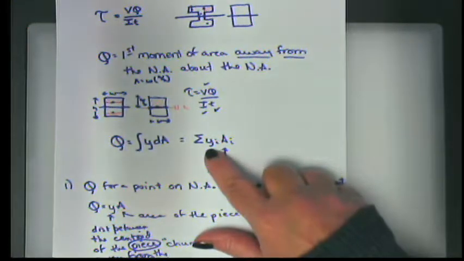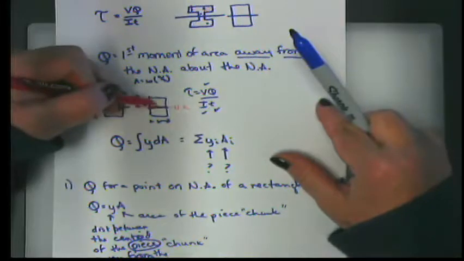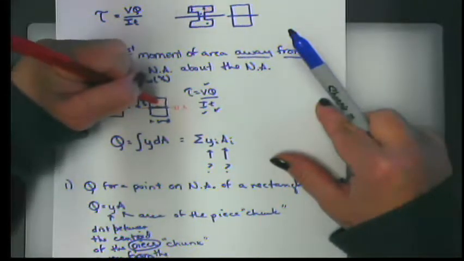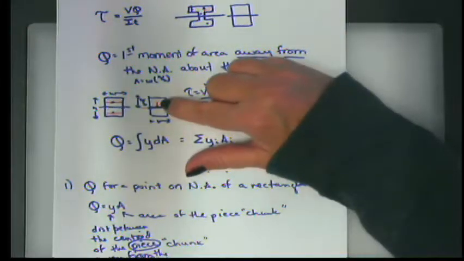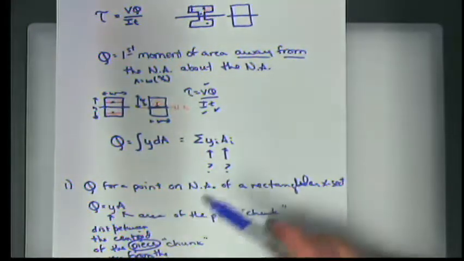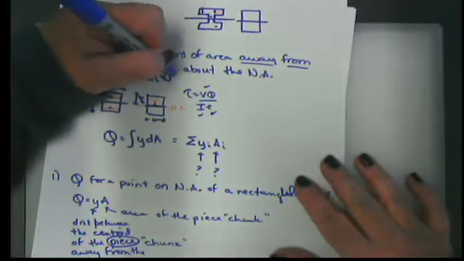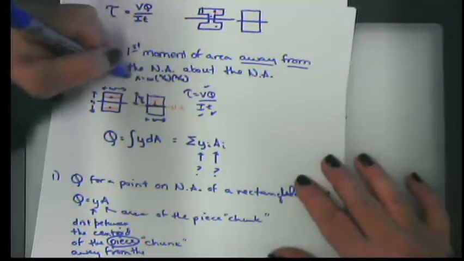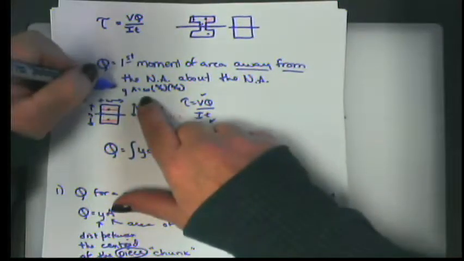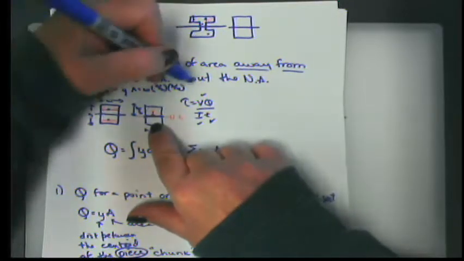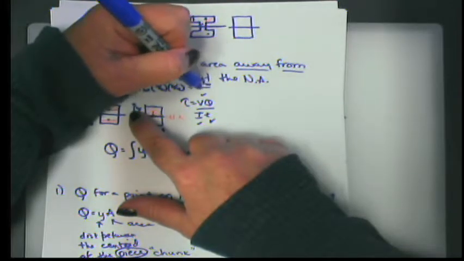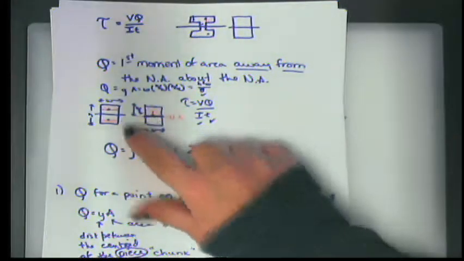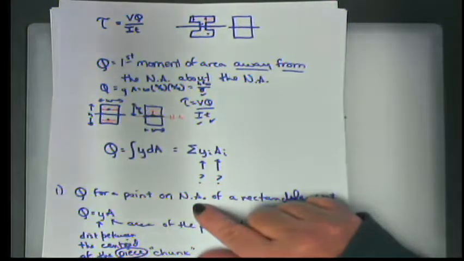Well, what is my y? My y is the distance from the centroid of the chunk to the neutral axis. By symmetry, the centroid of the chunk is right in the middle, which is at what? What's this distance? It's half of h over 2, which is h over 4. So that means my y times A for this is going to be width times height over 2 times height over 4, which is h squared w over 8. Okay.